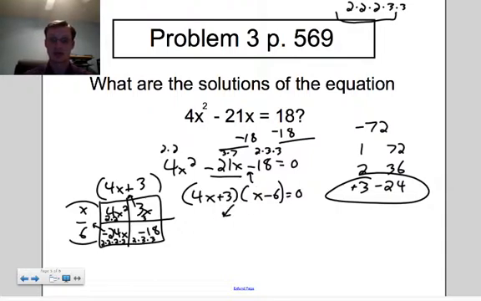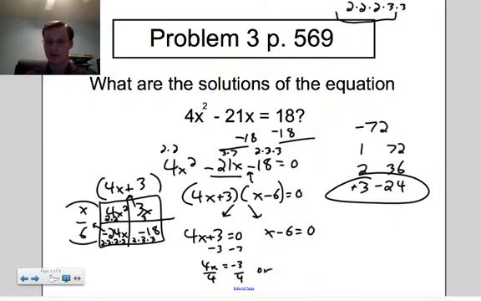And now we split it. 2 half nothings is a whole nothing. 4x plus 3 equals 0, and x minus 6 is 0 as well. Subtract 3 from both sides. 4x equals negative 3. Divide by 4, x equals negative 3/4, or add 6, x equals 6. So x equals negative 3/4, or x equals 6, to clean it up just a little bit.